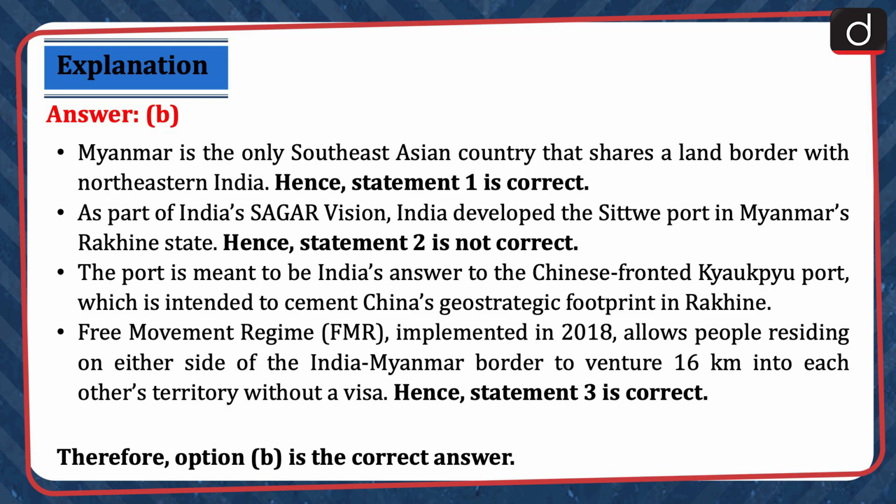Myanmar is the only Southeast Asian country that shares a land border with northeastern India. Hence, statement 1 is correct. As part of India's Sagar vision, India developed the Sittwe port in Myanmar's Rakhine state. Hence, statement 2 is not correct. The port is meant to be India's answer to the Chinese-fronted Kyaukphyu port, which is intended to cement China's geostrategic footprint in Rakhine. The free movement regime implemented in 2018 allows people residing on either side of the India-Myanmar border to venture 16 km into each other's territory without a visa. Hence, statement 3 is correct. Therefore, option B is the correct answer.